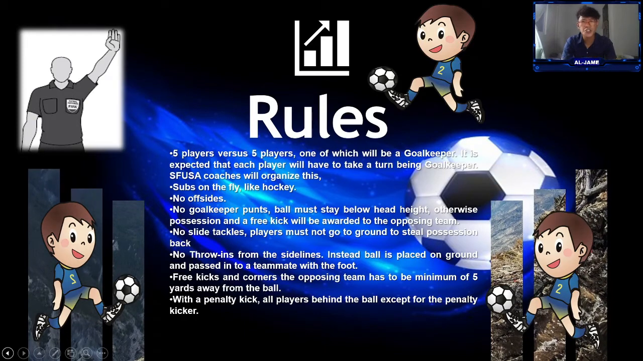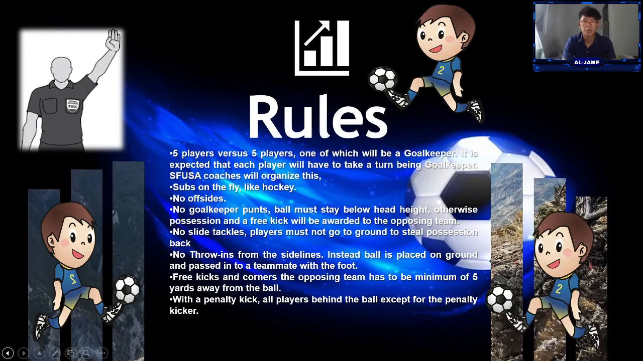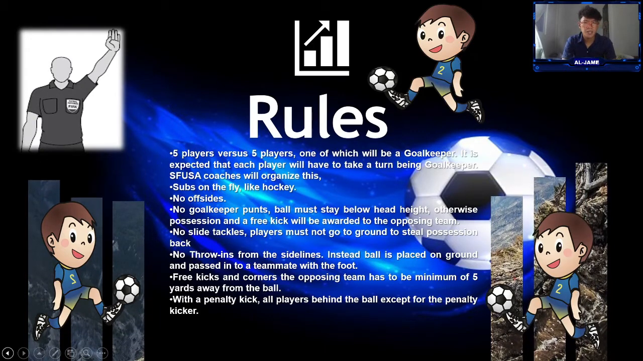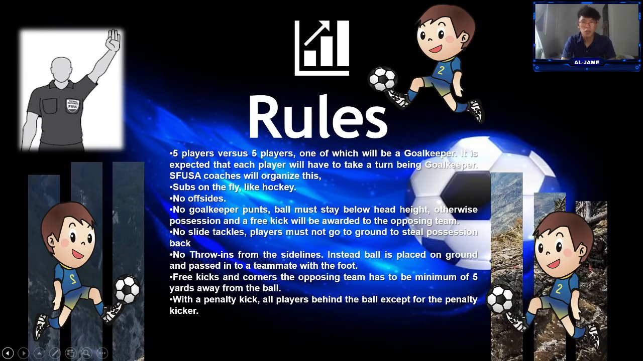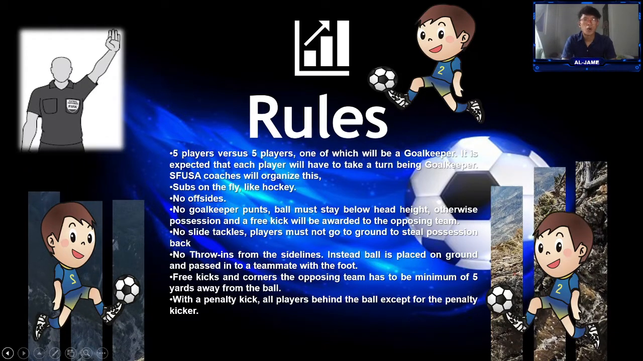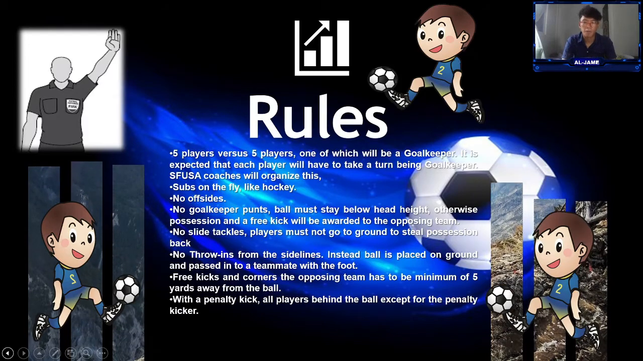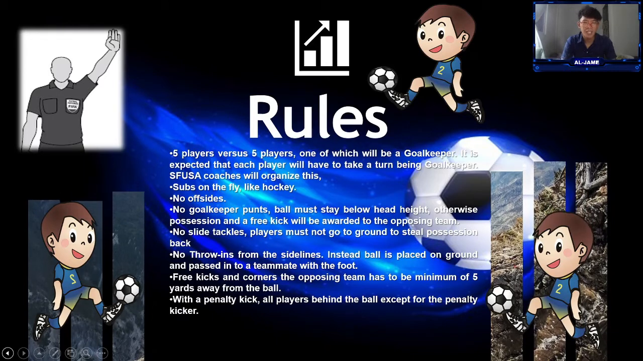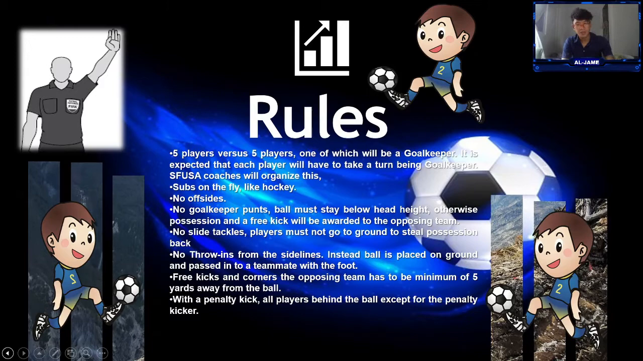No slide tackles. Players must not go to ground to steal possession back. No throw-ins from the sidelines, instead the ball is placed on the ground and passed to a teammate with the foot. For free kicks and corners, the opposing team has to be a minimum of 5 yards away from the ball. The last is the penalty kick, where all players are behind the ball except for the penalty kicker.